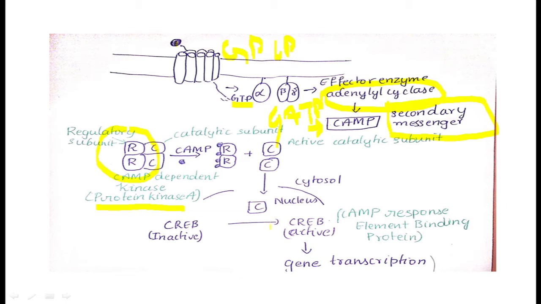I repeat, this is protein kinase A, PKA. It has 2 regulatory subunits and 2 catalytic subunits. The secondary messenger cAMP comes and binds to the regulatory subunit. It results in the activation of the catalytic subunit, and the catalytic subunit enters the nucleus. In the nucleus, it is going to activate CREB. CREB is nothing but cAMP response element binding protein. This goes and binds to the DNA, enabling gene transcription.